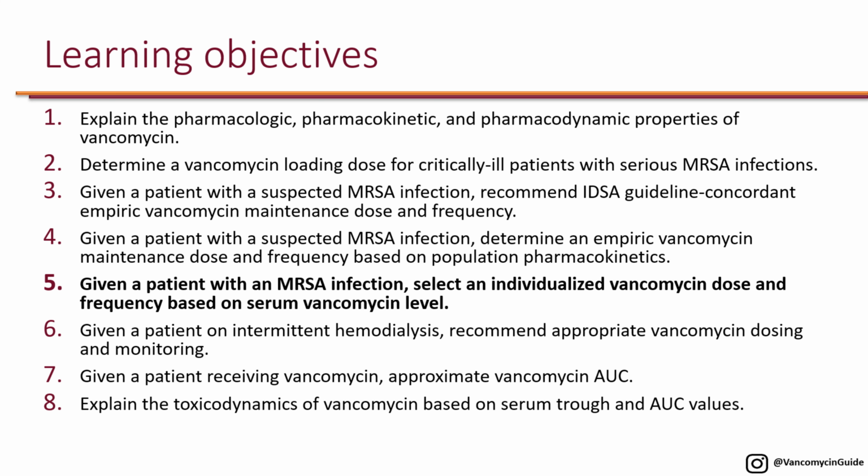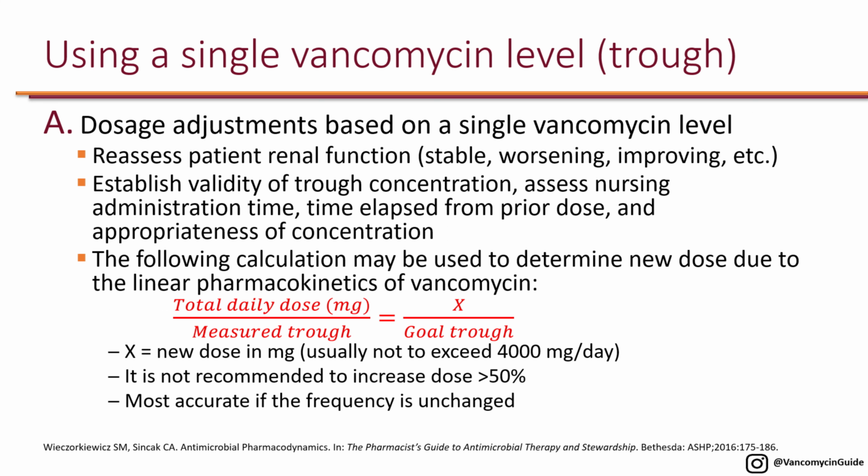based on serum vancomycin level. Most hospitals in the US get a single vancomycin level, typically a trough level. So first, let's examine how to adjust the dose based on a single vancomycin level. Anytime you have a level back and you're about to assess the dose, first and foremost, you need to reassess the patient's renal function to make sure the renal function is stable. Because depending on what's going to happen with the renal function, that could affect how you're going to adjust the dose and frequency. Then you need to assess the level.